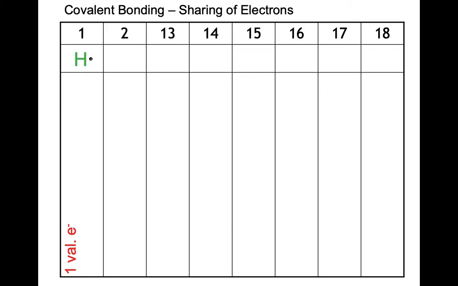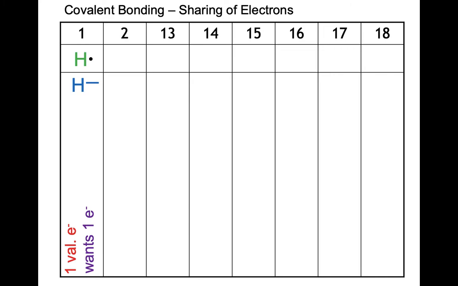It's in group 1. So let's draw its Lewis dot notation. It only wants 1 more. You cannot attach hydrogen to more than 1 other atom because it only wants 1 more electron. And that's because, remember, hydrogen only has an s orbital, and s orbitals can hold 2 electrons only. So the only thing that hydrogen can do is bond with a single bond. And depending on where it is in the structure, that single bond could be on the top, the bottom, the left, or the right.